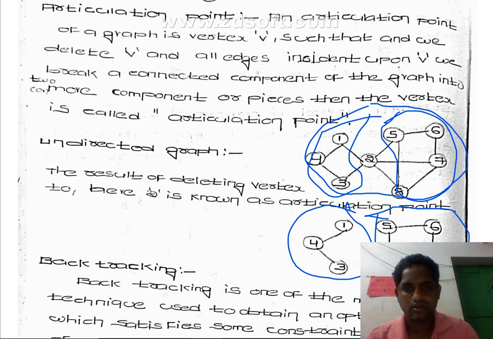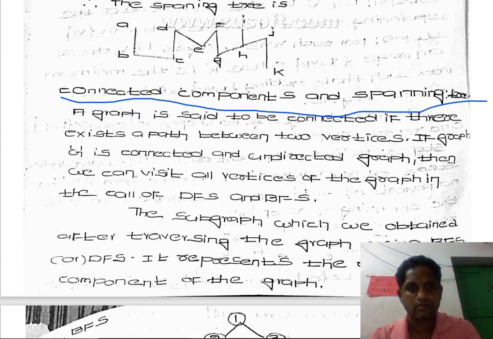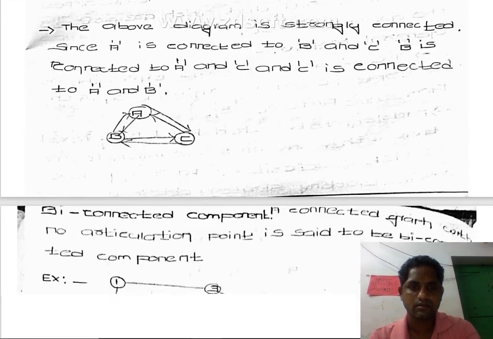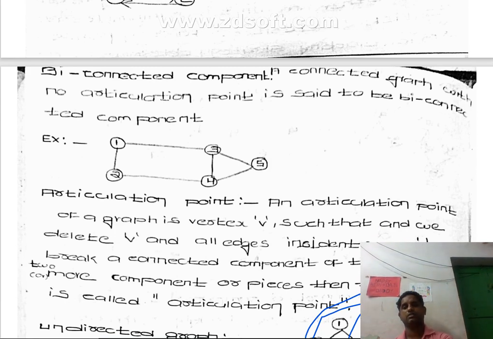Okay, so in-order, pre-order, post-order, breadth first search, depth first search, and connected components, bi-connected components, articulation point, strongly connected components. Okay, so connected components are spanning trees, and bi-connected components. So if there is no articulation point, it is called a bi-connected component. If there is any articulation point, that is assigned to the particular thing.